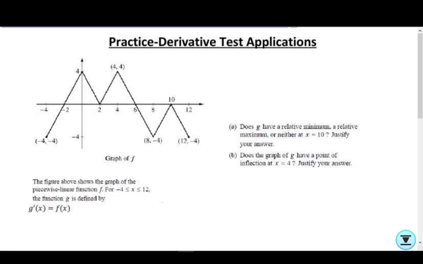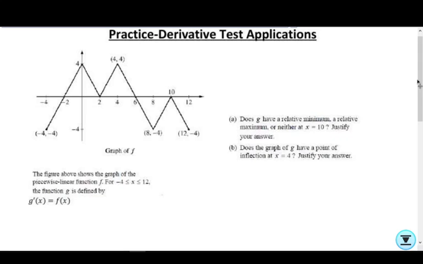They've given me a picture of the graph of f, and it says the figure above shows the graph of a piecewise linear function f between -4 and 12. The function g is defined by the fact that g prime is f of x. So this graph that they've given us is the derivative of g. Okay? So it's asking, does g have a relative minimum, a relative maximum, or neither at 10? Justify your answer. Well, if we were doing it algebraically, we would look at our first derivative test.